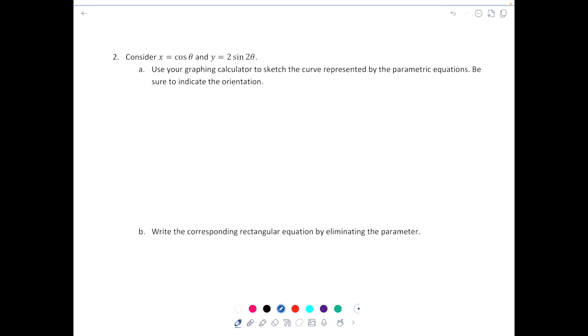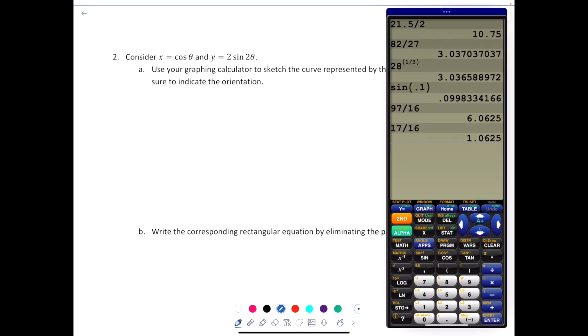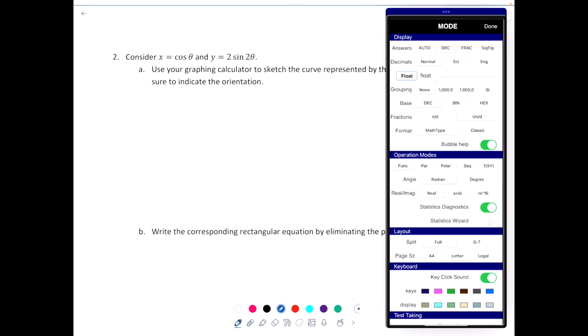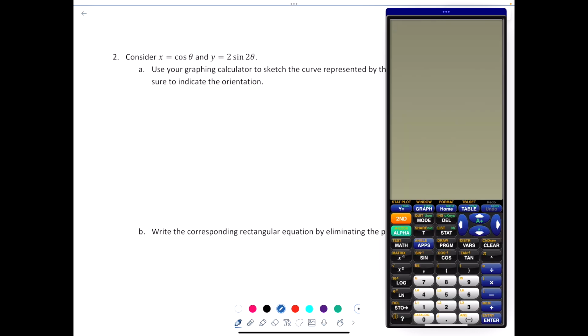Now let's look at x equal to cosine theta and y equal to 2 times sine of 2 theta. So we are asked to use our graphing calculator to sketch the curve represented by the parametric equations. And then we're going to want to look for the orientation, and we also need to put this in parametric mode. So in mode, we're currently in function. We go to parametric, and then we quit out of there.